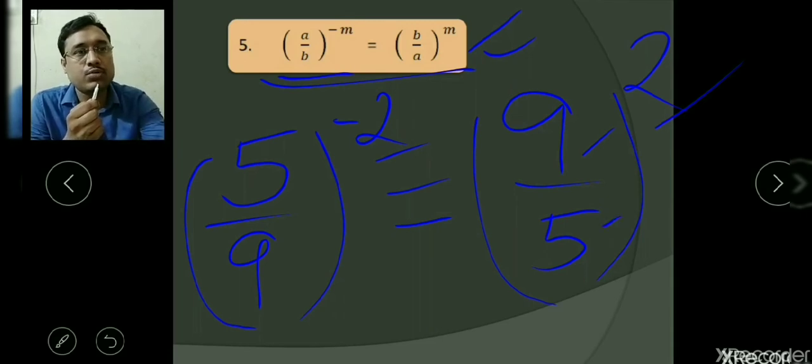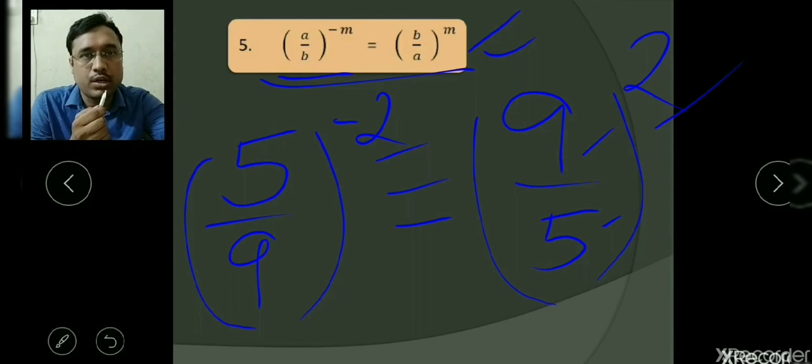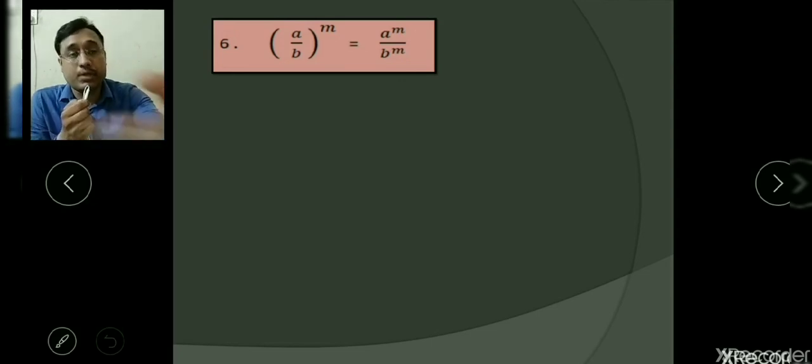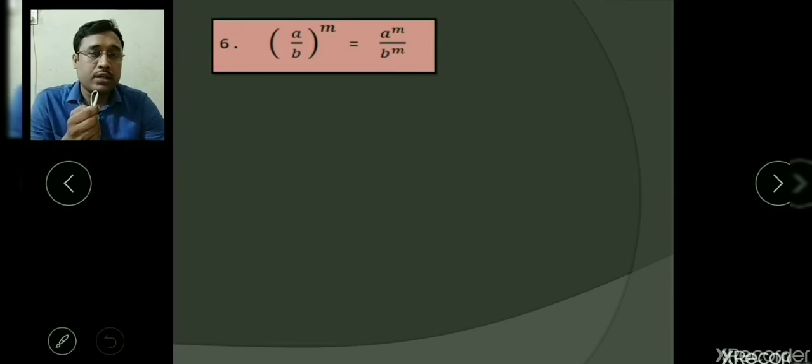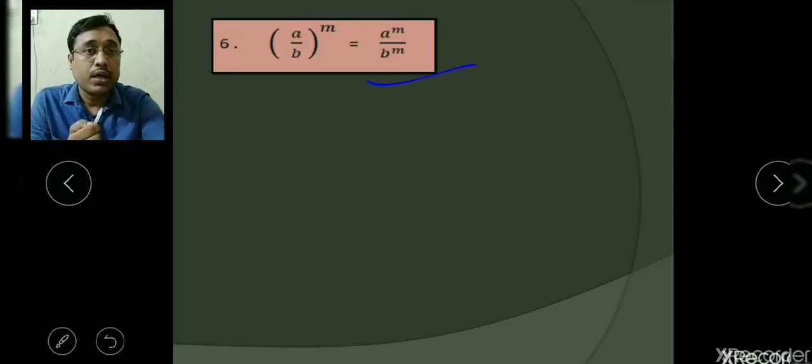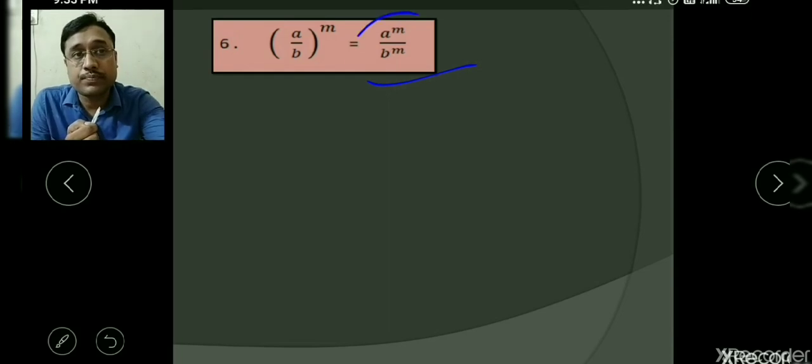So it will come 9 square by 5 square, which means 81 by 25. Okay students, next you see that (a by b) raised to the power m, that means m is the common power of numerator and denominator. Just now in the last example we have seen, at the last step we have done this only: (a by b) raised to the power m, then this m is the common power of numerator and denominator here. So this power you will take on a also and b also. So the result is a to the power m by b to the power m. You can see that this is the result here.